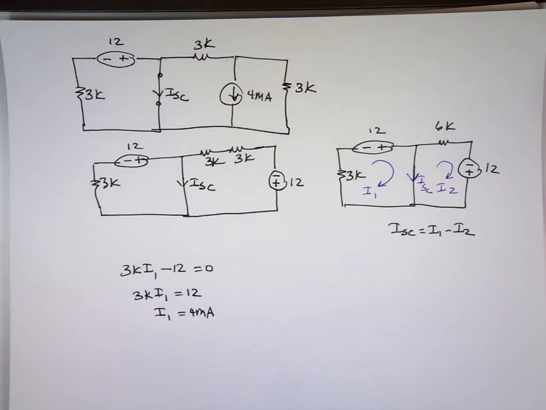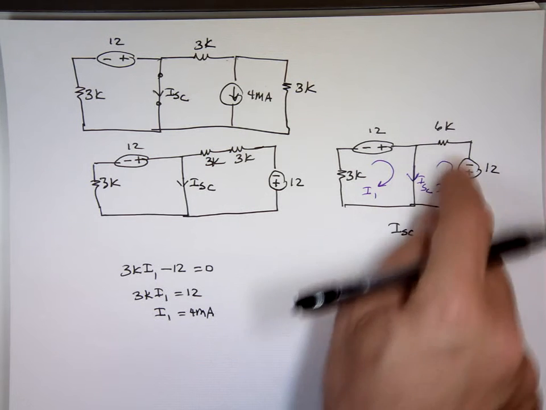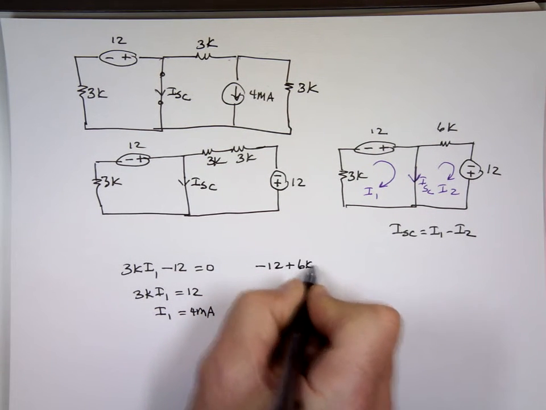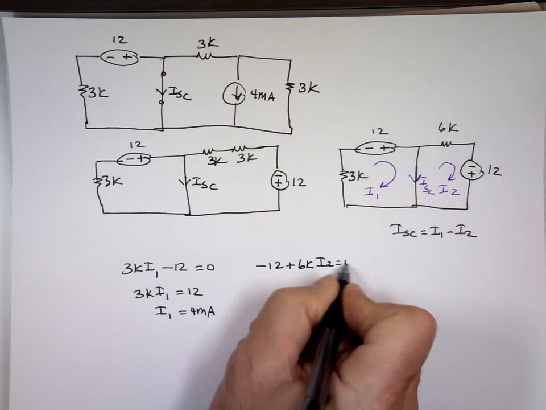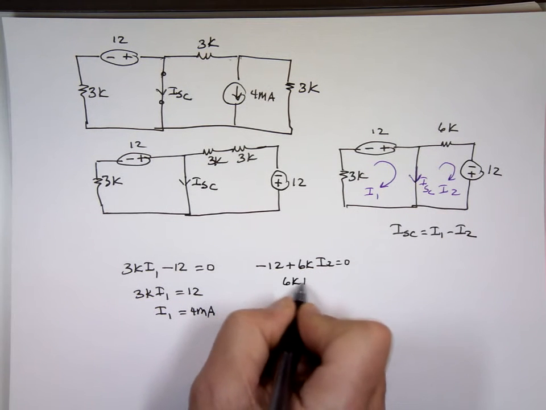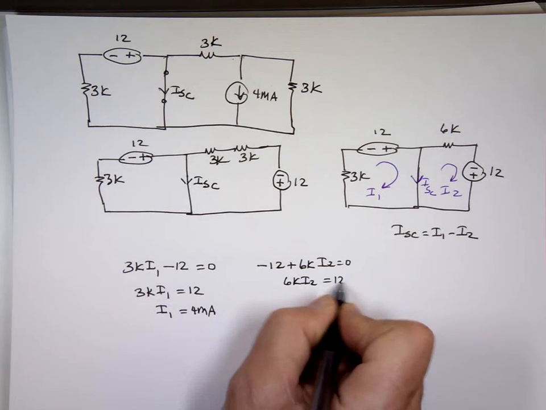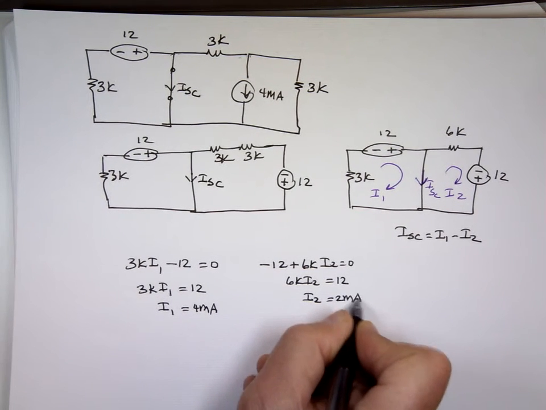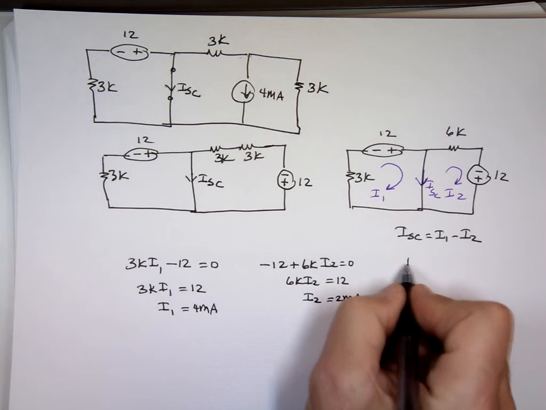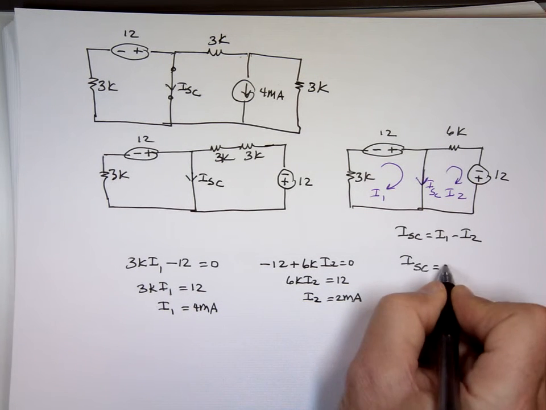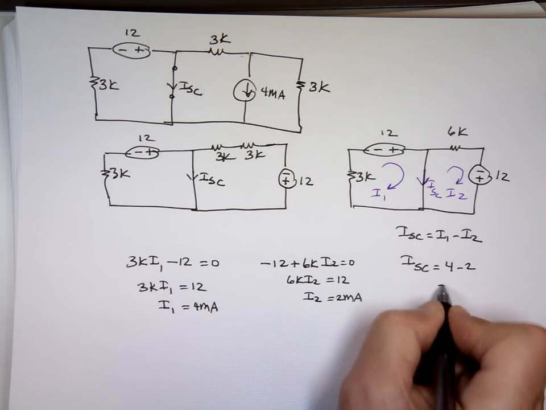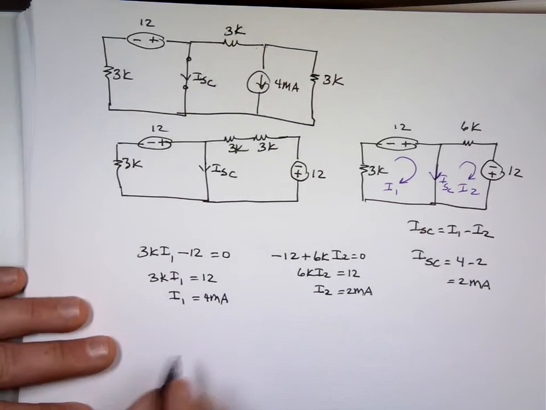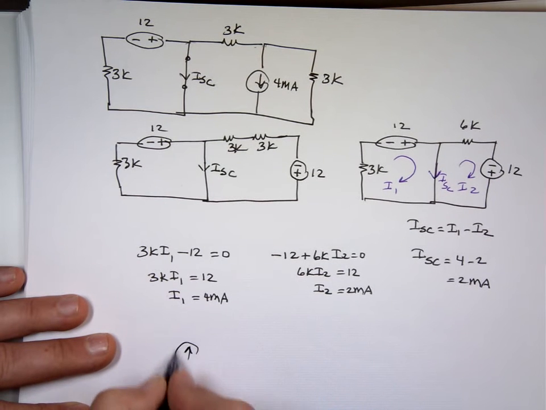Let's do a loop here. Negative 12 plus 6K I sub 2 equals 0. 6K I sub 2 equals 12. I sub 2 equals what? 2 milliamp. So what's my I short circuit then? 4 minus 2, which is 2 milliamp. So I'm done now. There's my I short circuit, 2 milliamp.